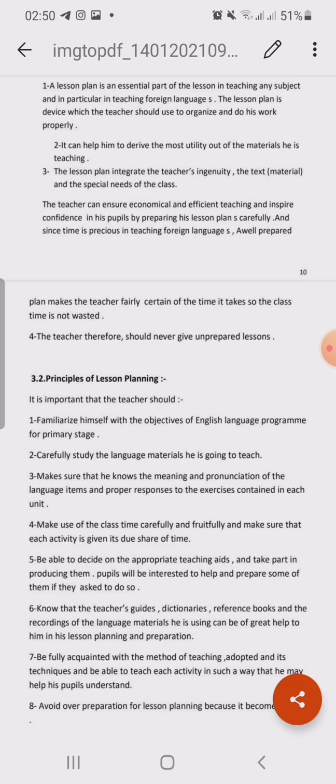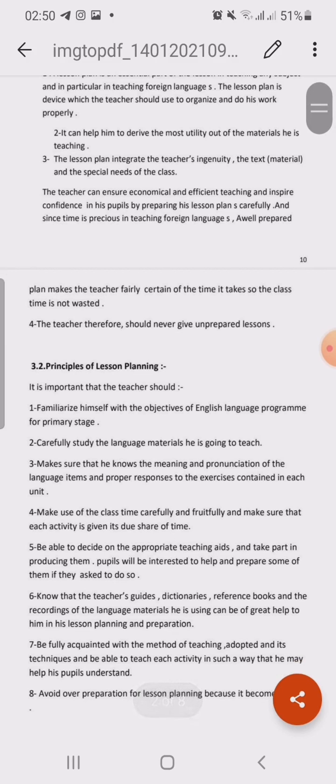The teacher can ensure economical and efficient teaching. هنا المعلم ممكن أن يضمن طريقة التعليم الأكثر اقتصادا وكفاءة، ويلهم الثقة لطلابه من خلال إعداد and inspire confidence in his pupils by preparing his lesson plan carefully. And since time is precious in teaching foreign languages, a well-prepared plan makes the teacher fairly certain of the time it takes, so the class time is not wasted.